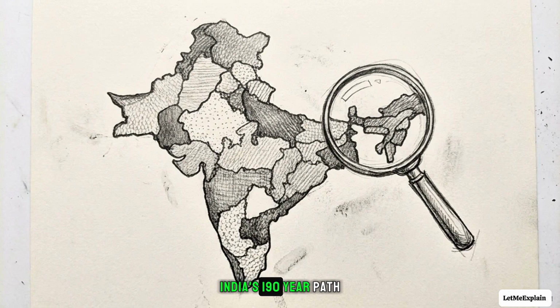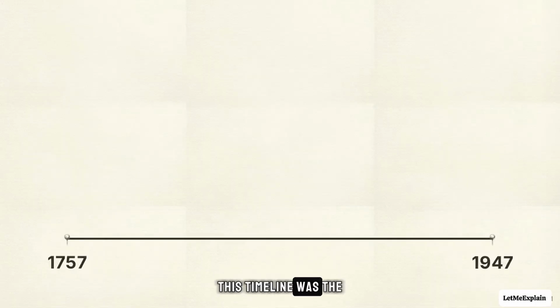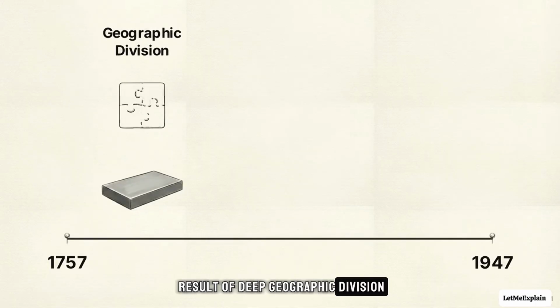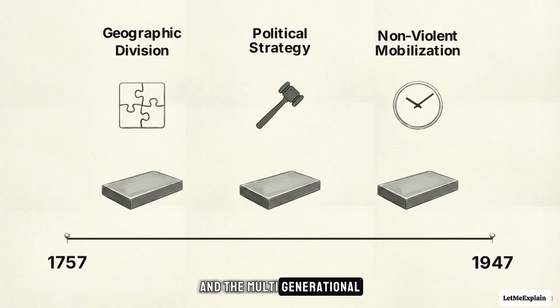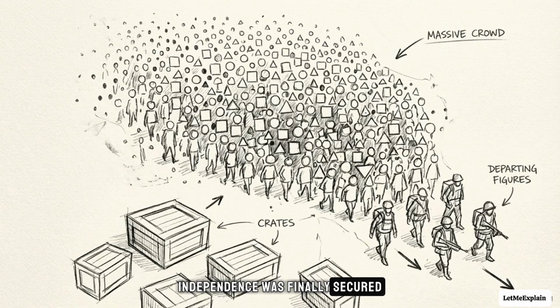India's 190-year path to independence was shaped by three internal factors and one major external catalyst. This timeline was the result of deep geographic division, a slow shift in political strategy, and the multi-generational nature of nonviolent mobilization. Independence was finally secured when peak Indian unity intersected with a severely weakened British Empire.